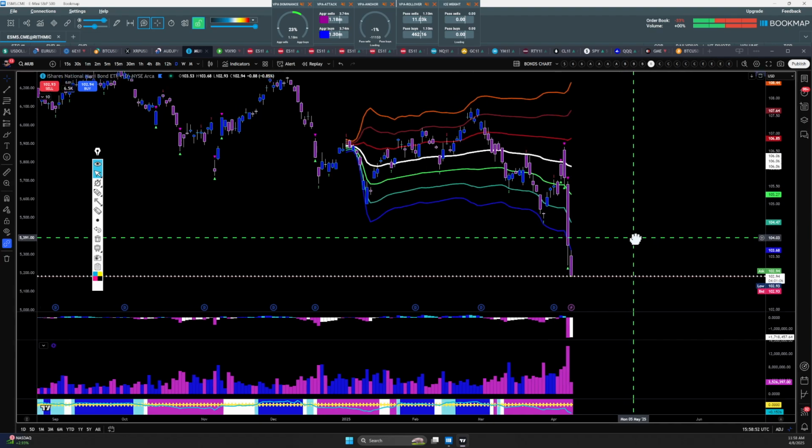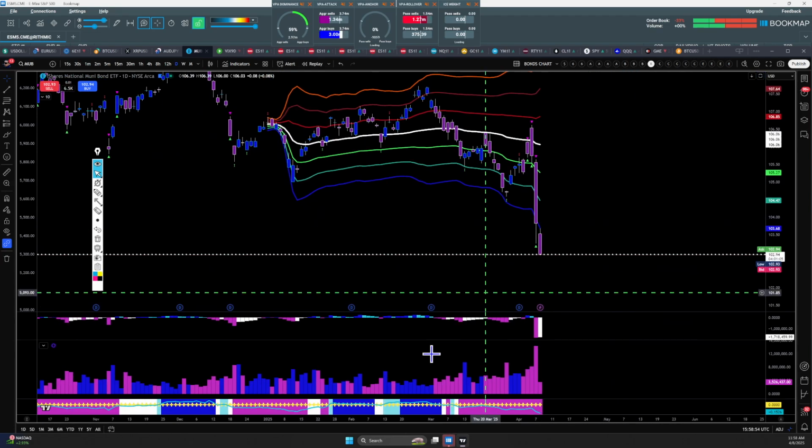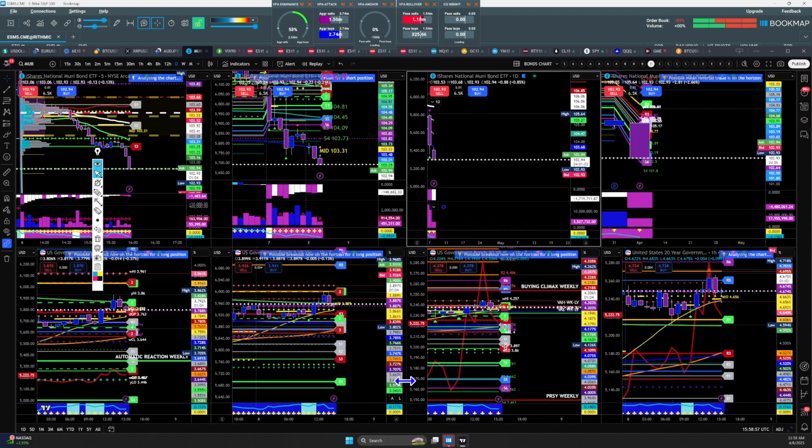Again, nothing really much to say. Big selling in the bonds. Nobody wants US bonds right now.